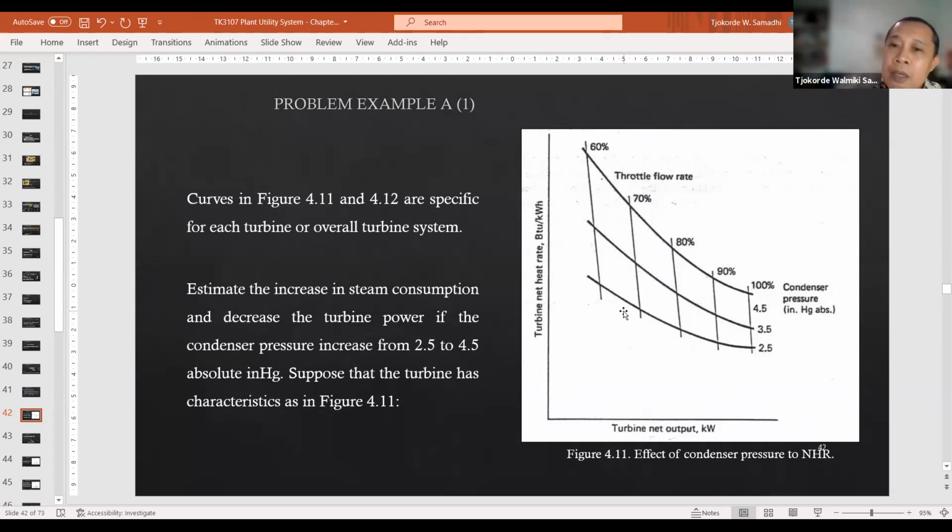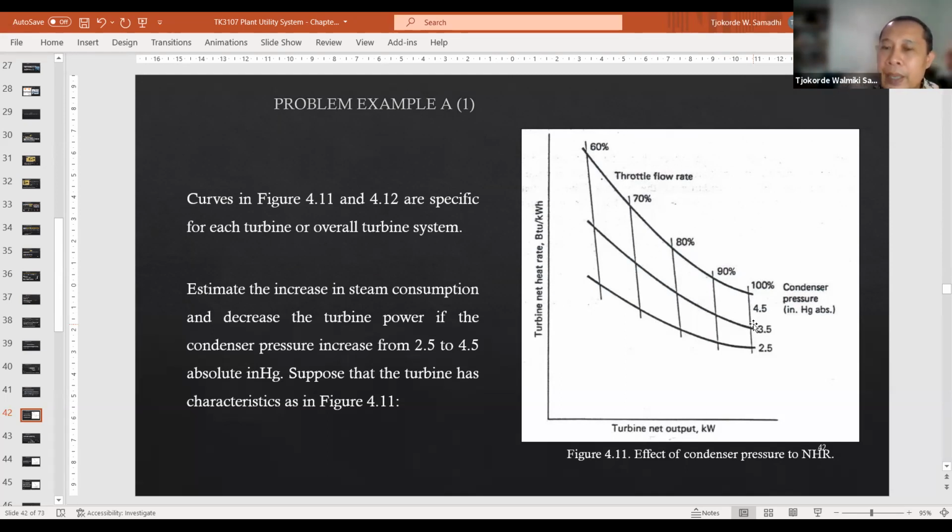As you can see, if we follow a single condenser pressure, for example, take this one, 3.5 inch mercury of condenser pressure. If we increase the turbine size, meaning we will also increase its net output, you can see that the net heat rate decreases. So bigger turbines tend to give us higher thermal efficiency than smaller ones.